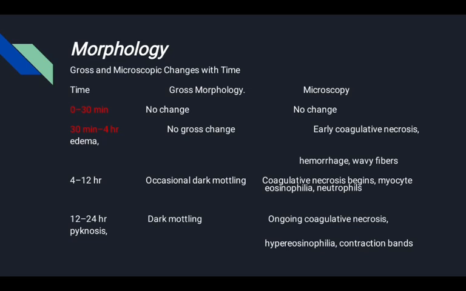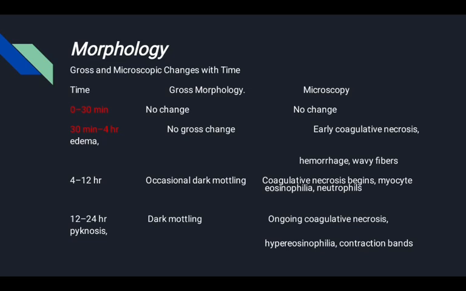So this table shows the time, gross morphology and microscopy. In 0 to 30 minutes, no change, and in microscopy also no change. In 30 minutes to 4 hours, no change in gross; early coagulative necrosis and edema seen in microscopy. In 4 to 12 hours, occasional dark mottling; coagulative necrosis begins, myocyte eosinophilia and neutrophil infiltration.